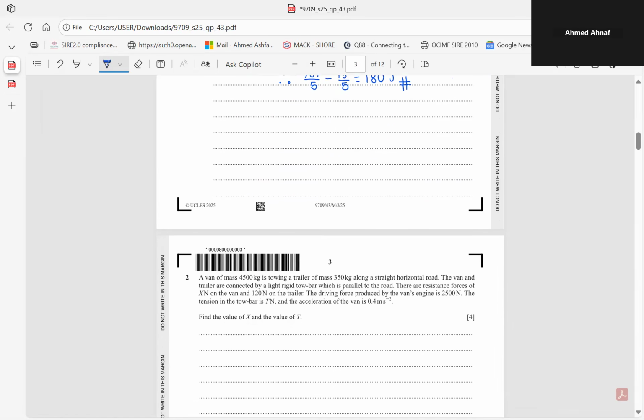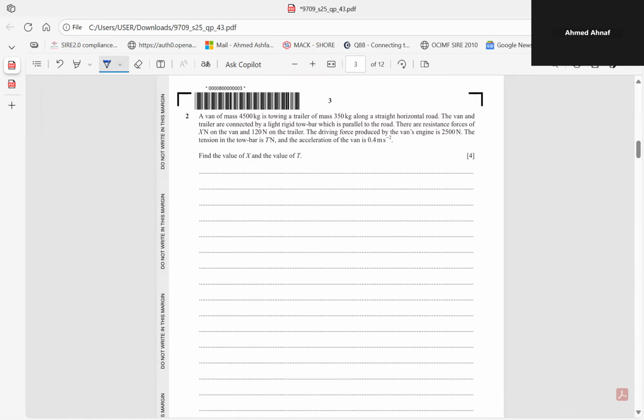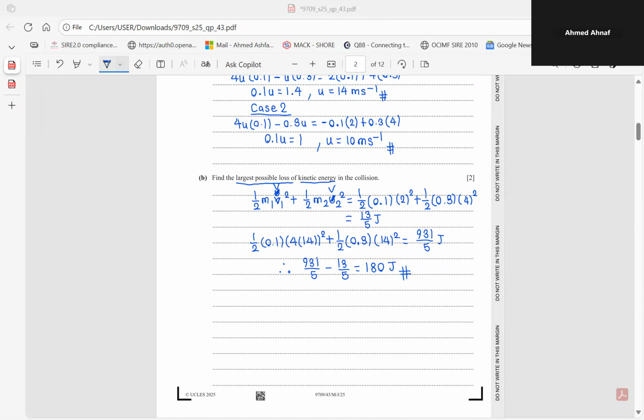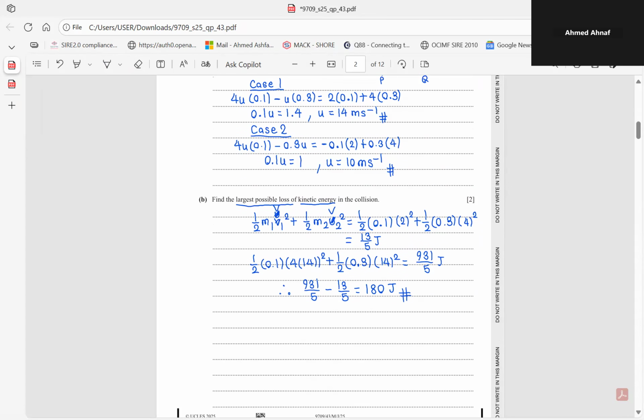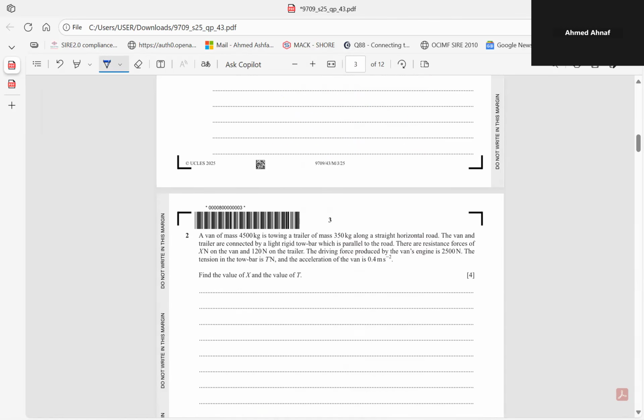Let's head on to the next question. Sorry, everyone. I made a minor calculation mistake in here. I'm sure you would have caught it by now, so I'm here to rectify it. It's supposed to be 183.6 joules. So yeah, this is our final answer for this part. Let's head on to the next question.